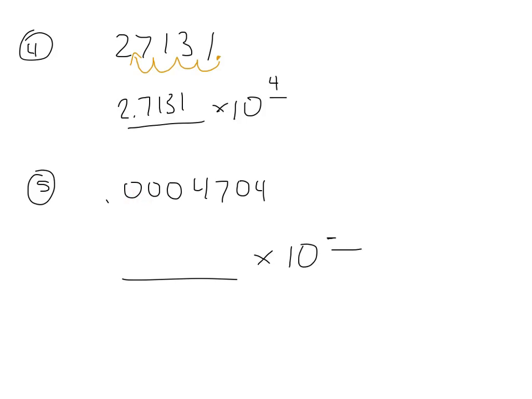So how many places do I move this decimal? Let's see, 1, 2, 3, 4. Now I've got myself to the number 4.704. That number fits our rule because it is greater than or equal to 1 but less than 10. How many places did I move it? 1, 2, 3, 4, so we get a negative 4 as our exponent.